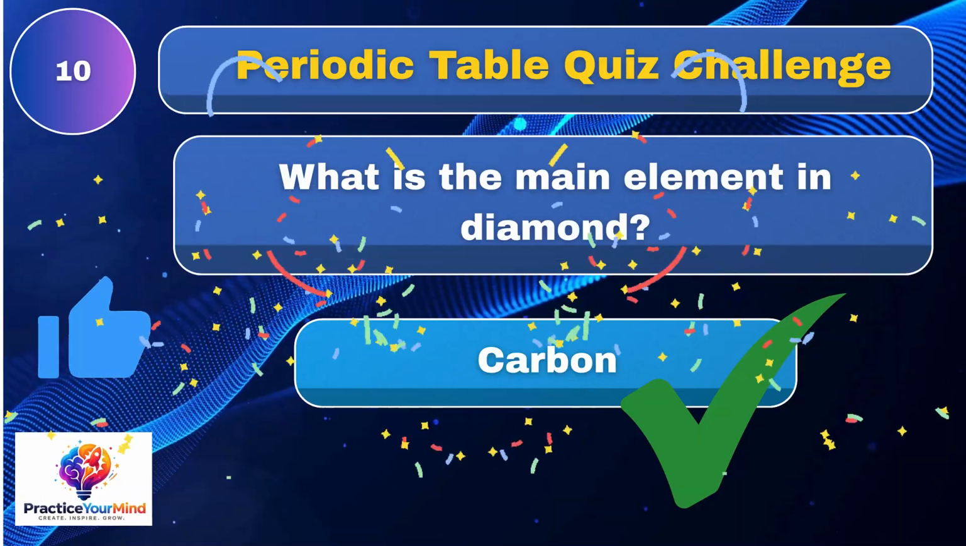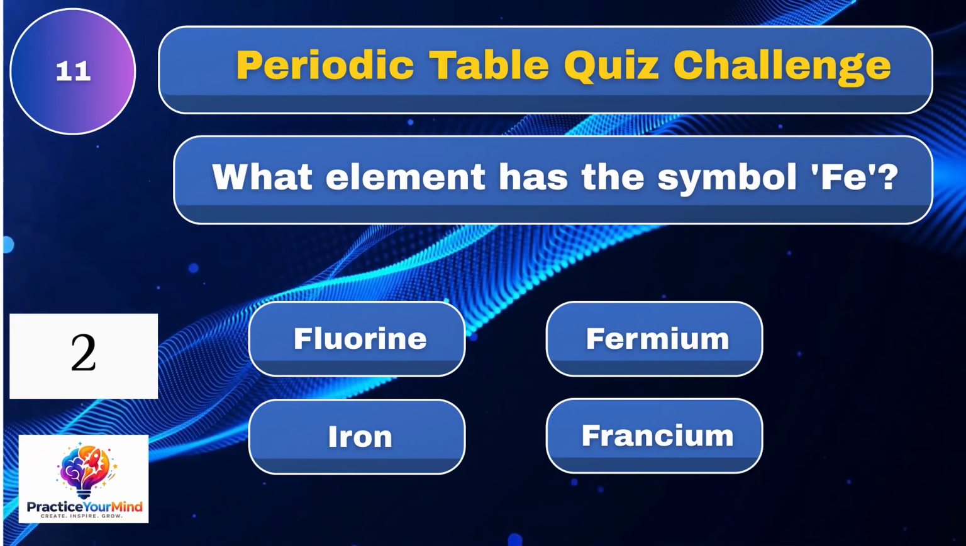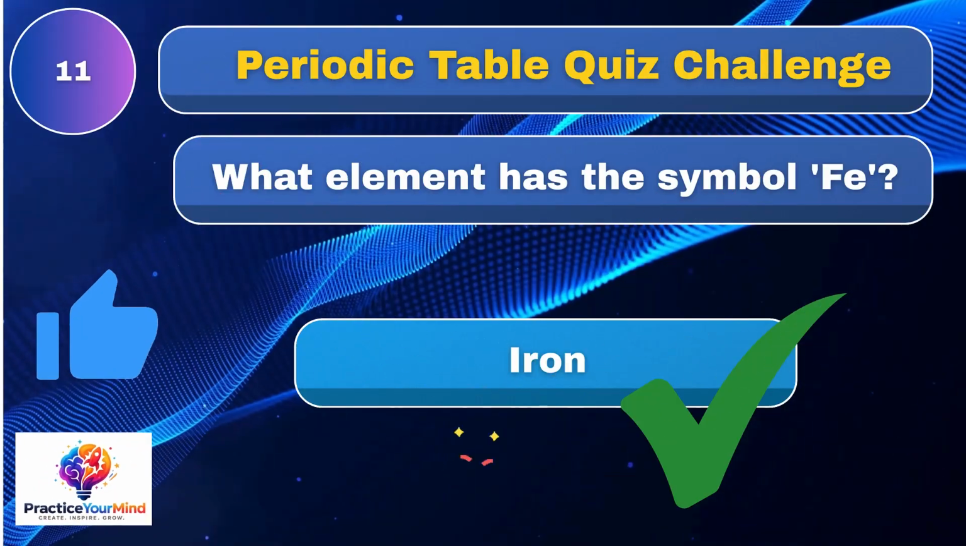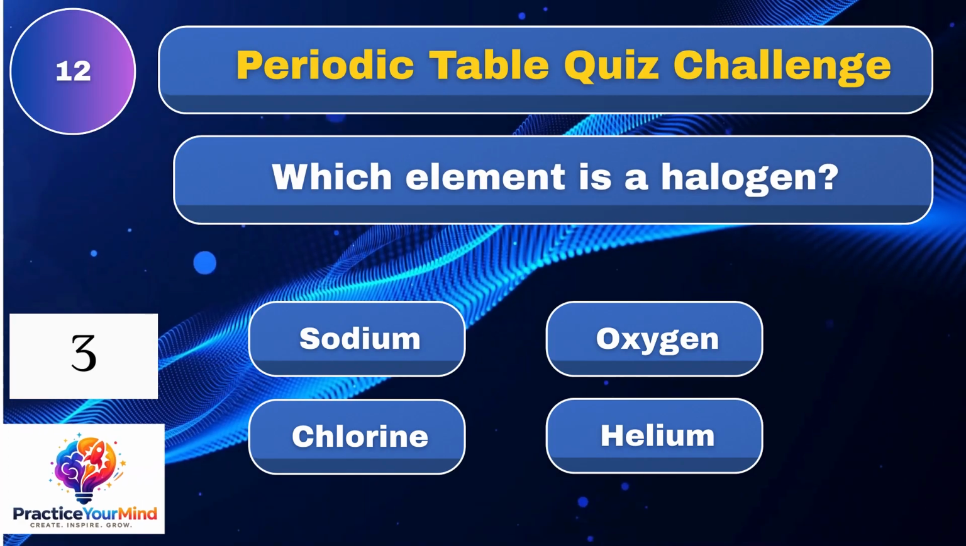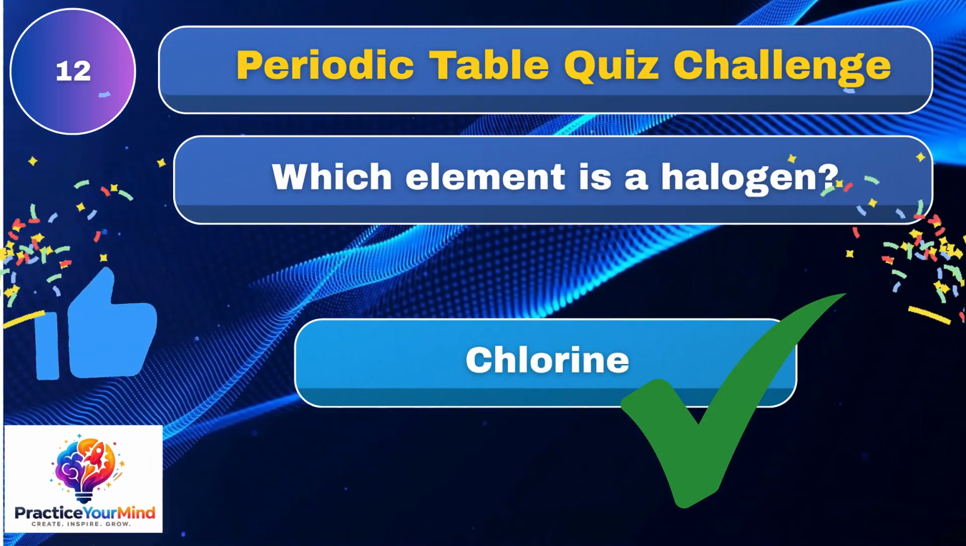Let's continue with question 11. What element has the symbol Fe? Correct. Fe is iron. Moving on. Question 12. Which element is a halogen? Nice work. Chlorine is a halogen.